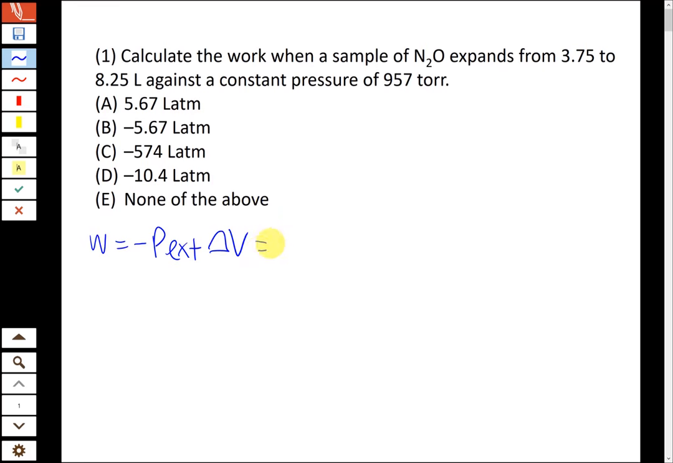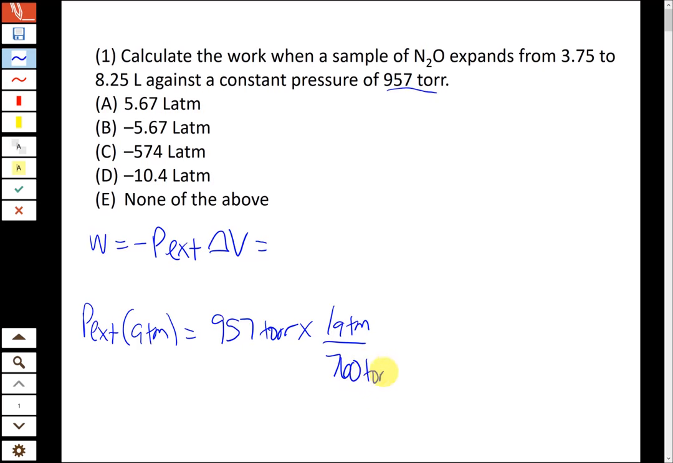So the external pressure is 957 torr. Now you'll notice here that the pressure's in torr, but all the answers are in liter atmospheres. So we'll have to convert the pressure into atmospheres first. This is something we didn't learn until chapter 8, but it's all going to be fair game for this exam. To get pressure into atmospheres, we have to take the pressure in torr that we're given and divide by 760. So 1 atmosphere is 760 torr. And that comes out to 1.26 atmospheres.